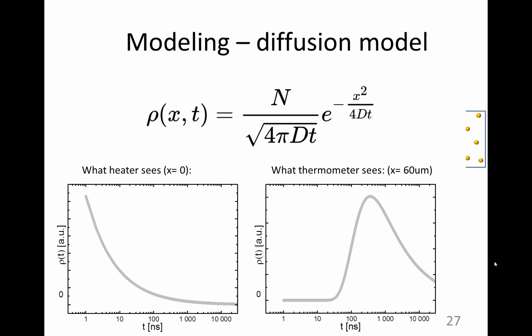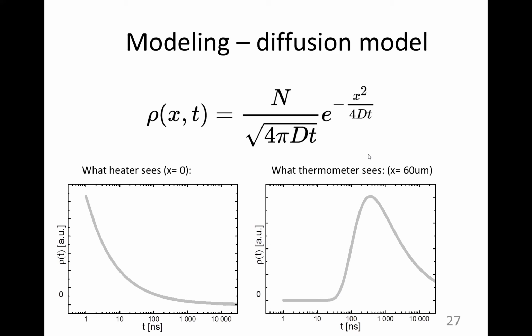And for the thermometer that was placed 60 micrometers far from the source, from the heater, the copper heater island in our case, the temporal profile looks like this. At the beginning there is nothing because all quasi-particles are near the copper heater, and at some point they start to appear in the vicinity of the thermometer. So this is the free diffusion model without electron-phonon coupling yet, because I'm going to involve the electron-phonon coupling in the future.